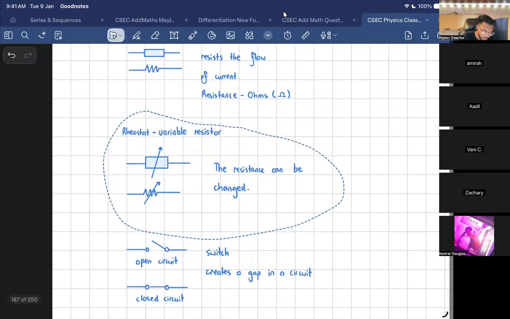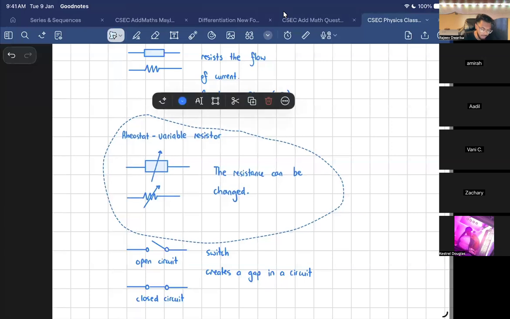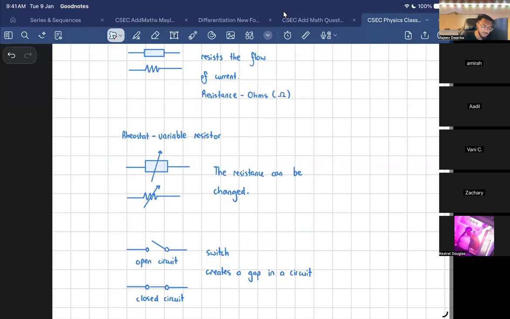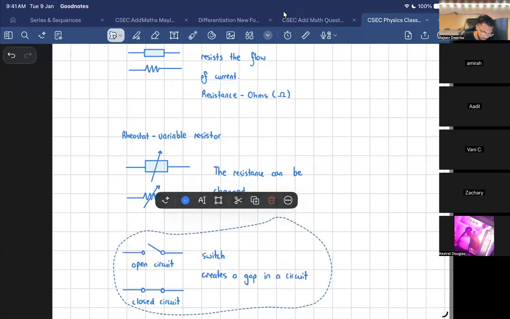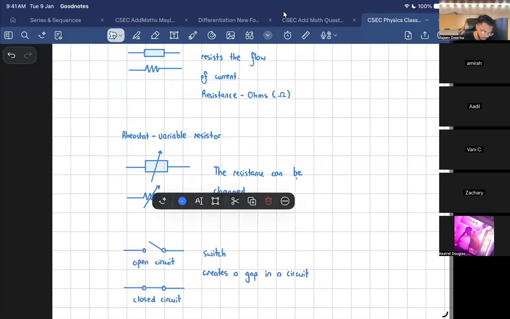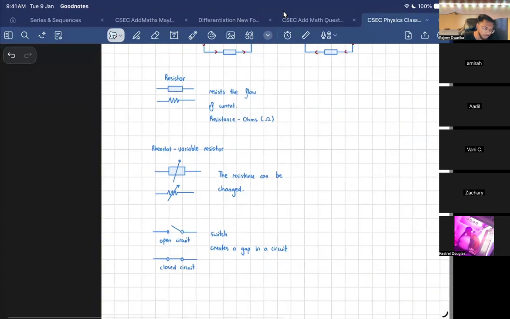I want you to think of a hose, right? The more you kink the hose, what happens to the flow of water? It would be a lesser amount. It would restrict the flow of water even more if you kink it more, right? So I want you to think of a rheostat as the same thing: the more you kink the hose, the more it will restrict the flow of water. The less you kink the hose, the more it'll let water flow through. A rheostat does the same thing but electrically.